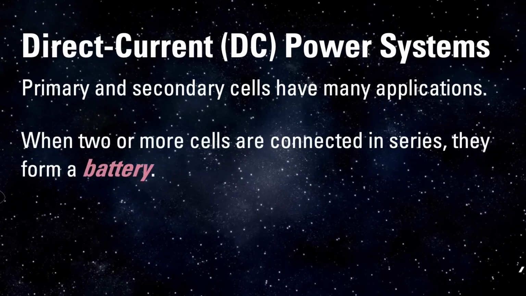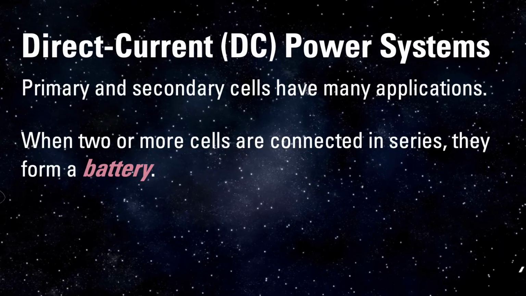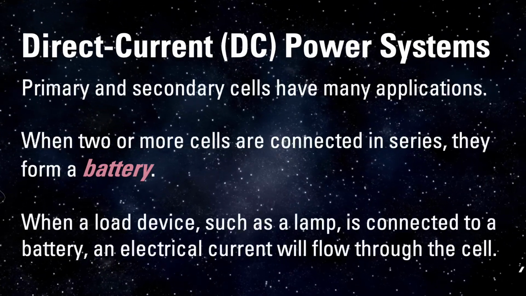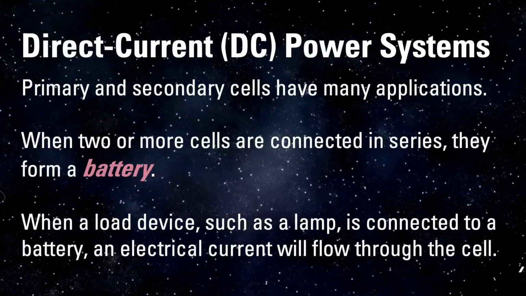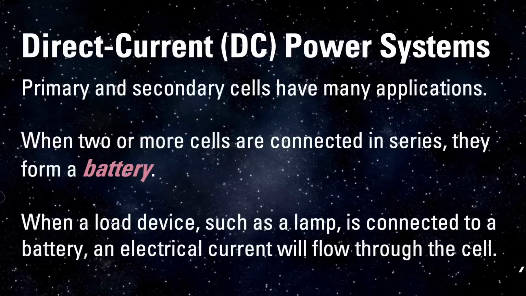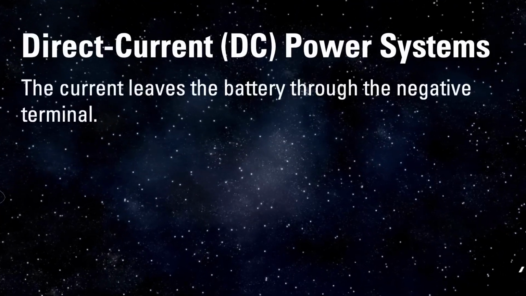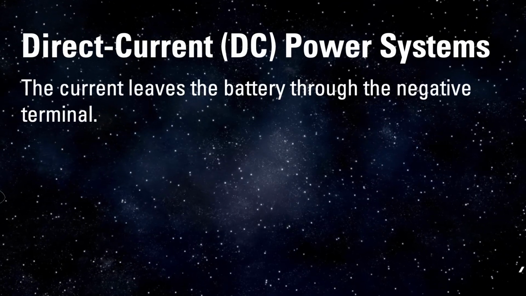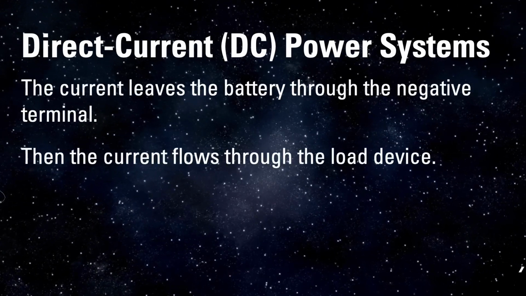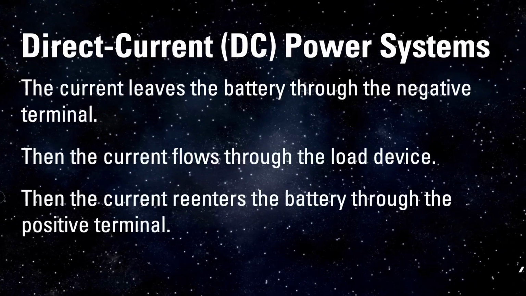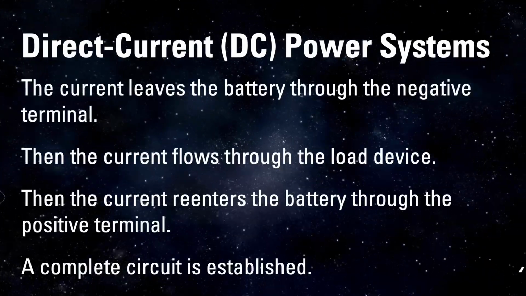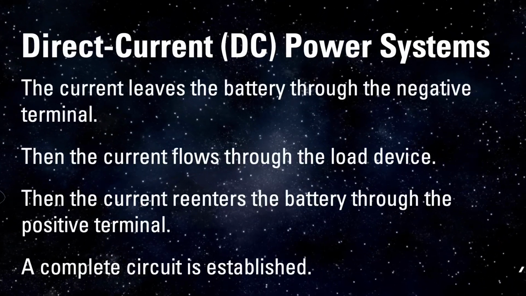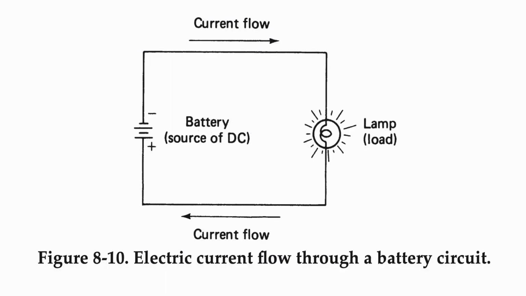Primary and secondary cells have many applications. When two or more cells are connected in series, they form a battery. When a load device, such as a lamp, is connected to a battery, an electrical current will flow through the cell. The current leaves the battery through the negative terminal. Then the current flows through the load device. Then the current re-enters the battery through the positive terminal. A complete circuit is established. This figure shows electric current flow through a battery circuit.